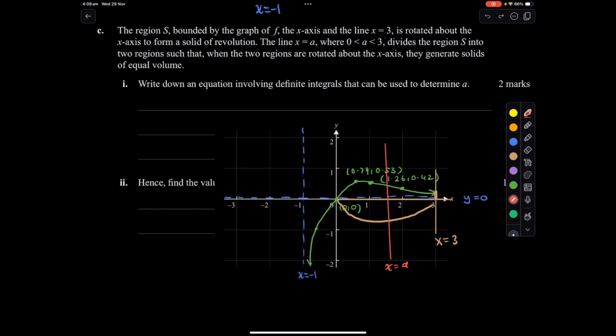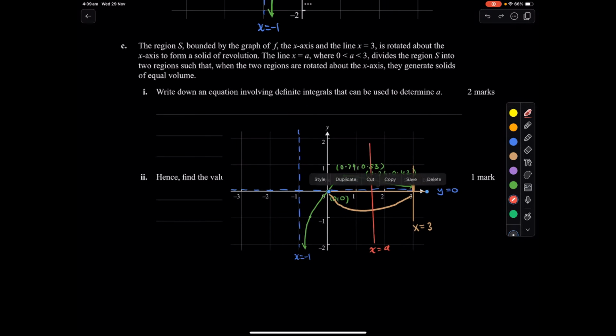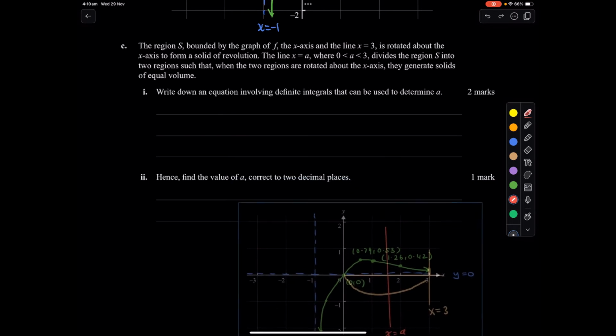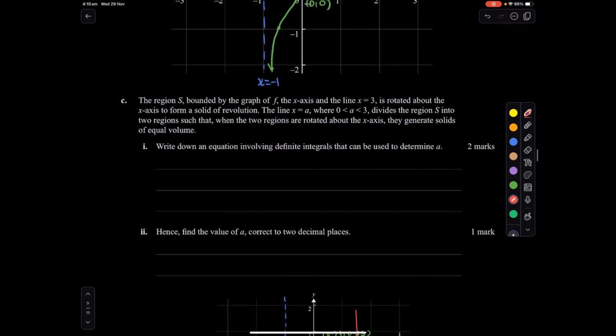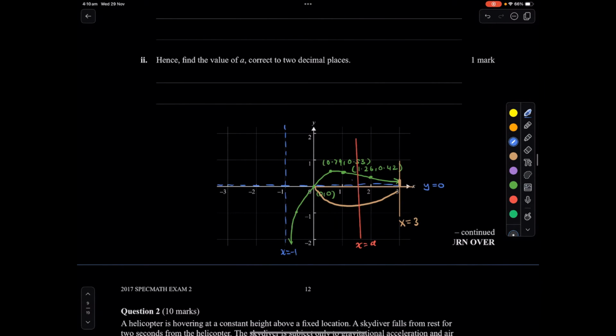Okay. Write down an equation involving definite integrals that can be used to determine a. All right, let's do that. That's not too bad. So if I put this over here, let's find the area that's going to be rotated. This area over here will equal this area because they should be equal.